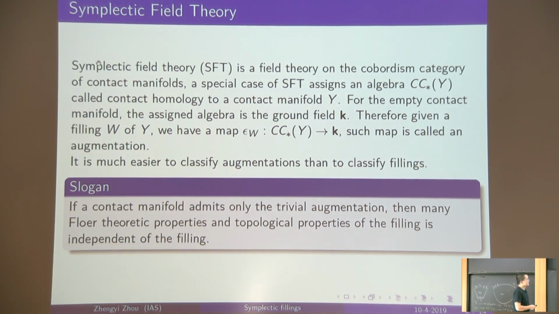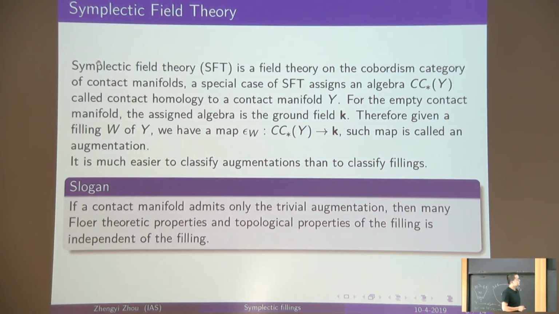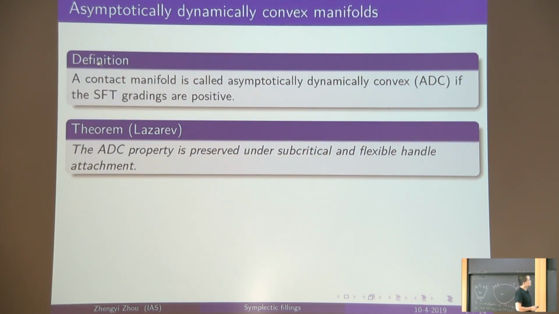Okay, and I want to say that in this case, many Floer-theoretic and topological properties of the filling are actually independent of the filling. The dream is proving there's only one filling, but we can only achieve some information about the filling. Okay, so I will introduce one concept which will guarantee that there's only the trivial augmentation, which is called asymptotically dynamically convex, a concept introduced by Oleg Lazarev. So the takeaway is basically if it's ADC, then the SFT grading is positive. So there's no non-trivial augmentation by degree reasons.